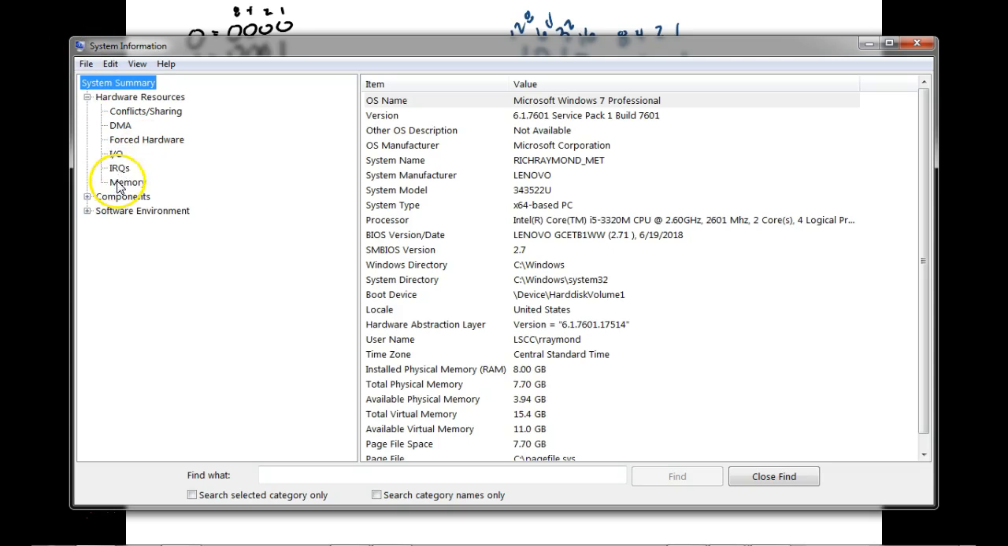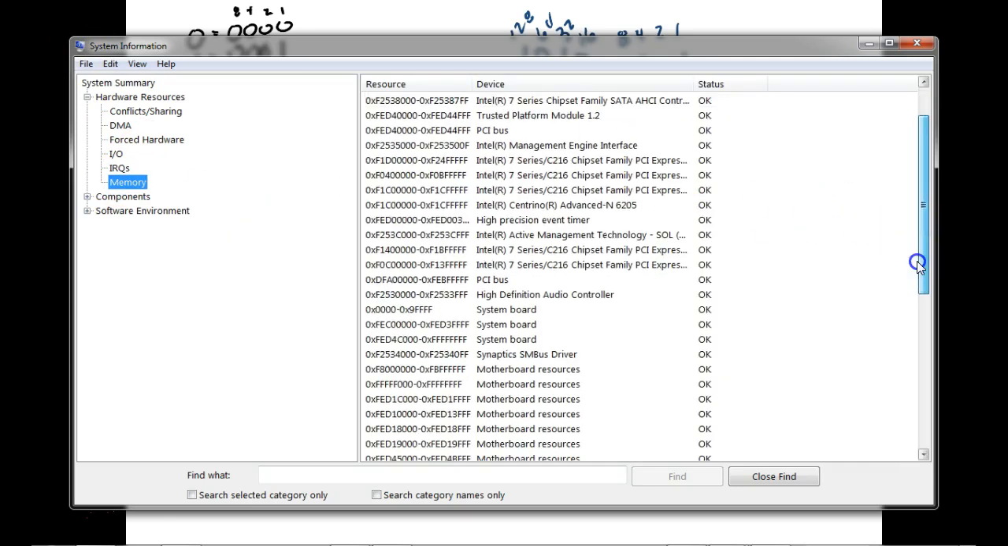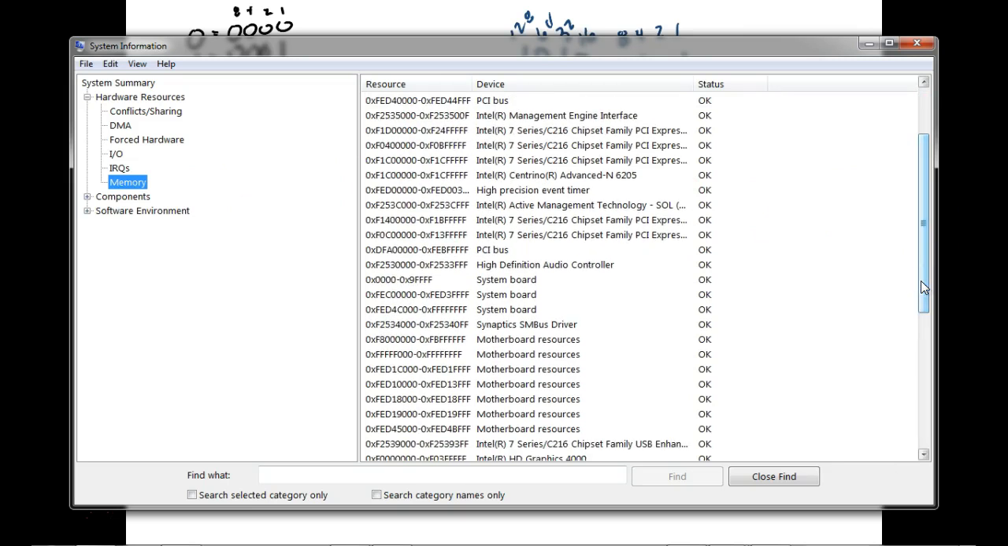So we can go to memory resources, and this is the memory resources right here. And now these are extremely large binary numbers. So here's the address right here. So motherboard resets is from address F00000. So what base is that? It's obvious what base that is. Base 16. This is base 16.